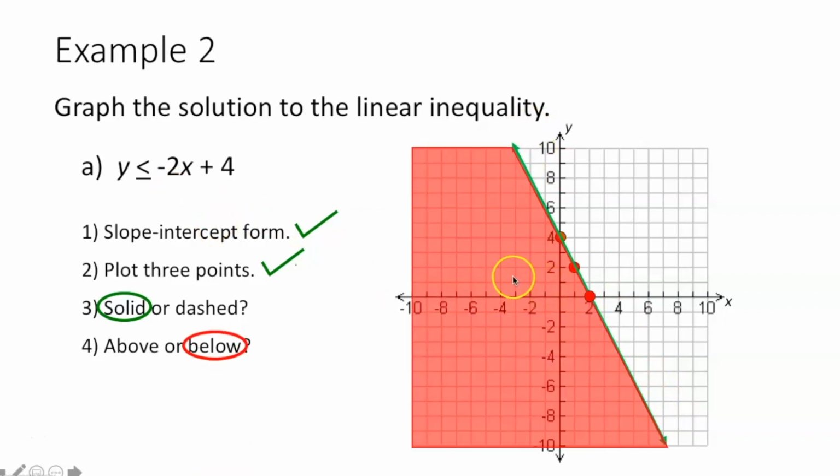Now, what does this mean? This means that any point in this shaded region and on this line, because there's an equal sign, would make this inequality true. So again, if you weren't sure which way to shade, you can always pick a test point. If I were to pick 0, 0 and plug it in, 0 for y, 0 for x, and simplify, I would end up getting 0 is less than or equal to 4. Is that true? Yes, 0 is less than or equal to 4. Therefore, that's why I shade on this side of the line.